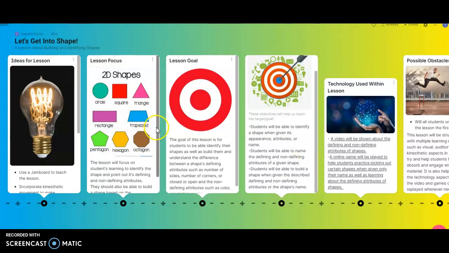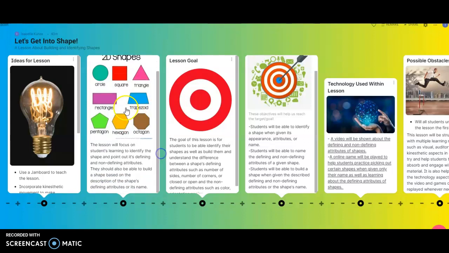The lesson focus of this lesson will be on students learning to identify the shape and point out its defining and non-defining attributes. They should also be able to build a shape based on the description of the shape's defining attributes or its name. A defining attribute would be things such as, is the shape open or closed, or how many sides it has, or how many corners it has.